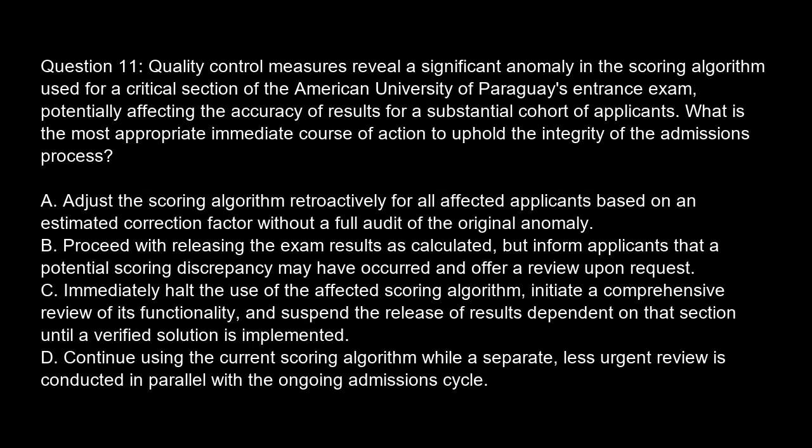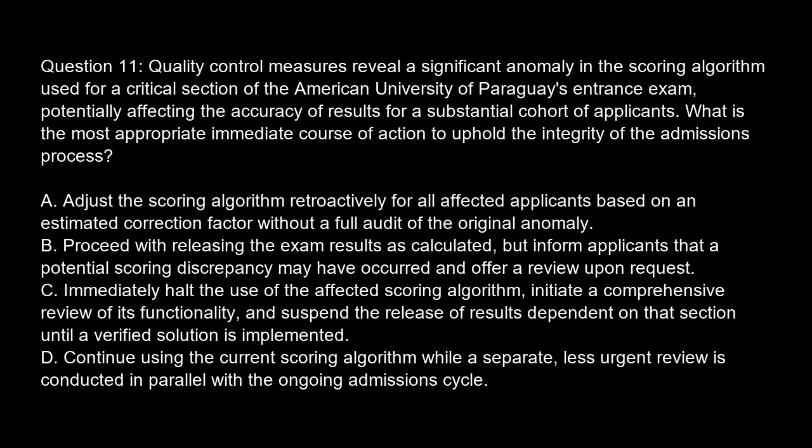Question 11. Quality control measures reveal a significant anomaly in the scoring algorithm used for a critical section of the American University of Paraguay's entrance exam, potentially affecting the accuracy of results for a substantial cohort of applicants. What is the most appropriate immediate course of action to uphold the integrity of the admissions process? Option A. Adjust the scoring algorithm retroactively for all affected applicants based on an estimated correction factor without a full audit of the original anomaly.